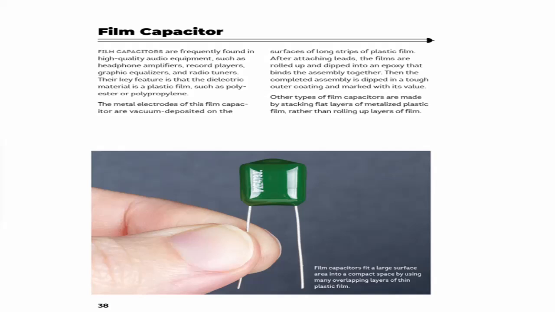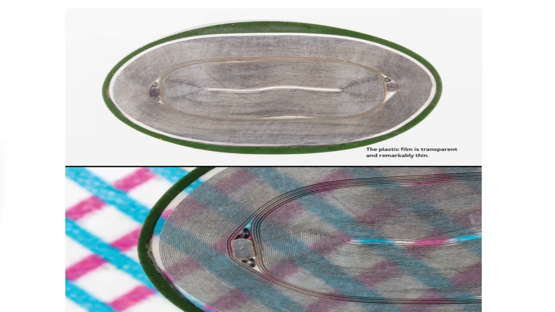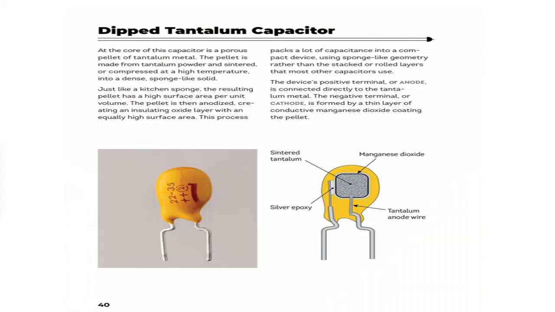to ceramic capacitors. Here you can see a cross section of the film capacitor, and this is the cross section. You can see the plastic film is transparent and remarkably thin. You can see through the film because it is very thin.